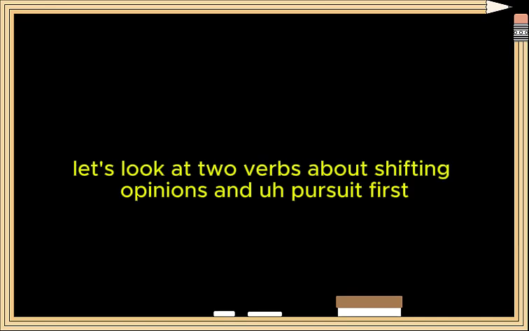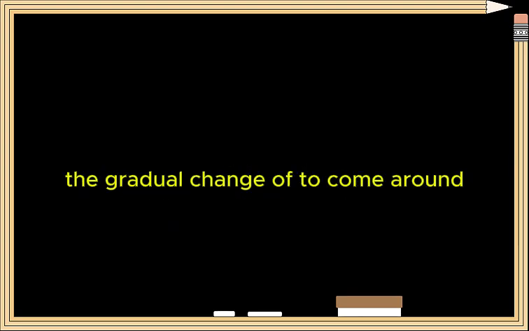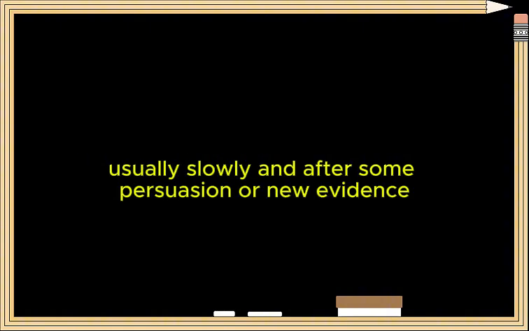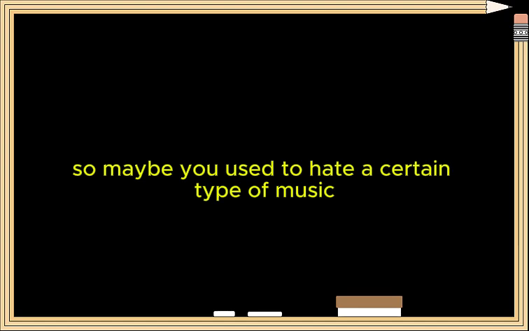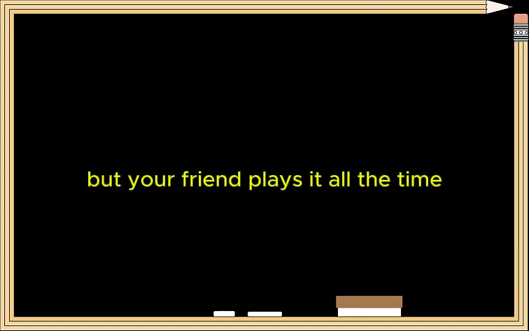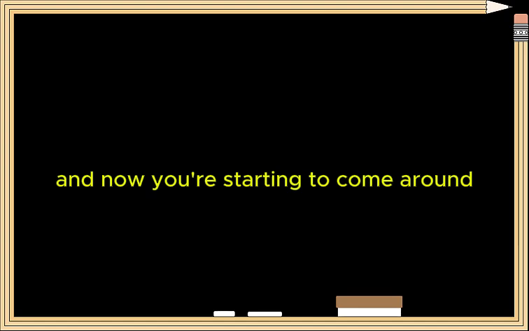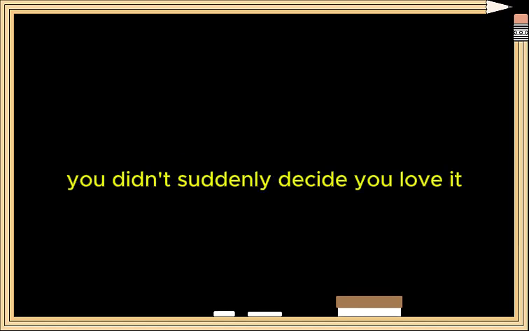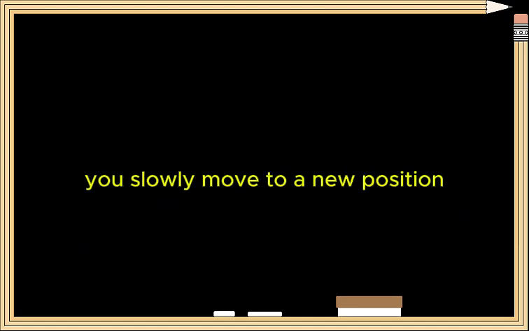Okay. Next, let's look at two verbs about shifting opinions and pursuit. First, the gradual change of to come around. To come around means to change your opinion about something, usually slowly and after some persuasion or new evidence. So maybe you used to hate a certain type of music, but your friend plays it all the time, and now you're starting to come around. That's a perfect example. It's a gradual shift in preference. You didn't suddenly decide you love it. You slowly moved to a new position.